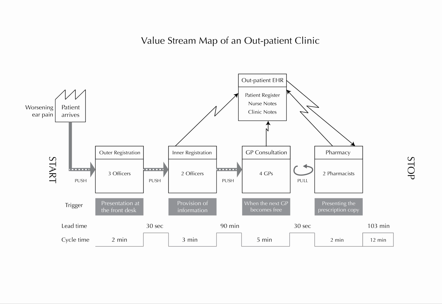So after a 90-minute wait, one of the GPs who gets free calls the patient. And so the GP consultation involves ear, nose, and throat examination. The entire process takes 5 minutes. The patient walks out of the office with a copy of the prescription, and it takes a 30-second walk, reaches the pharmacy, presents the prescription copy to the pharmacist, and then the patient receives the prescription medication within 2 minutes.